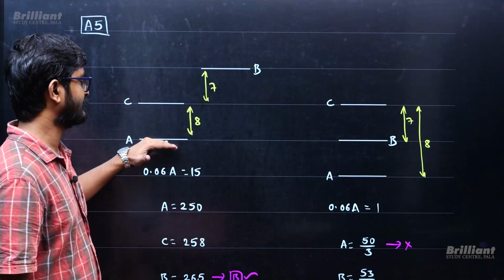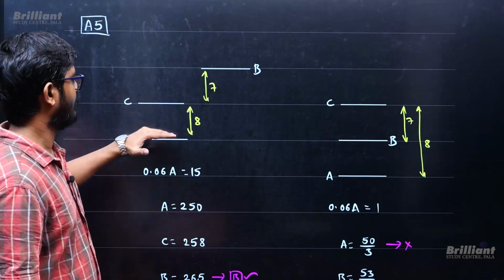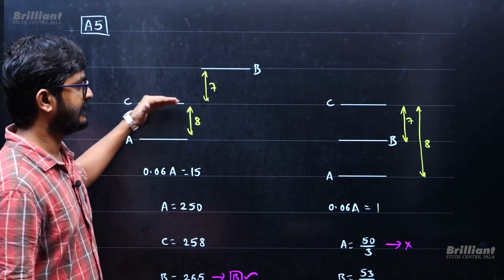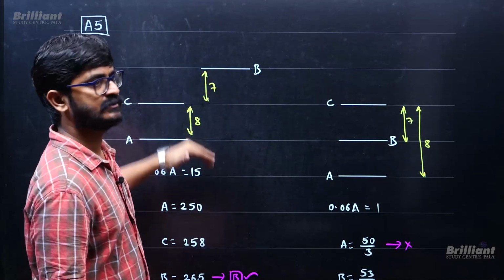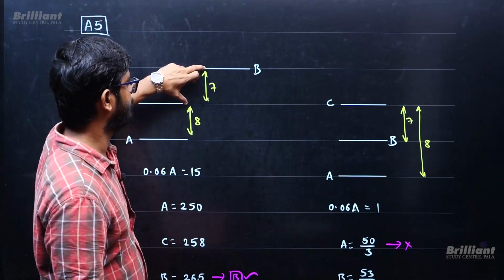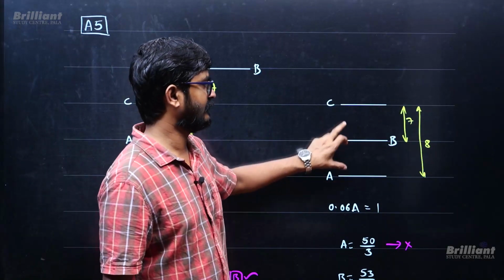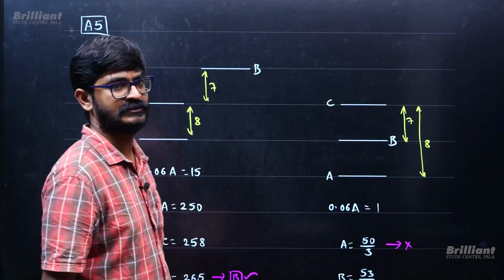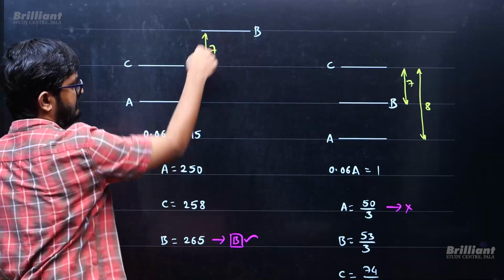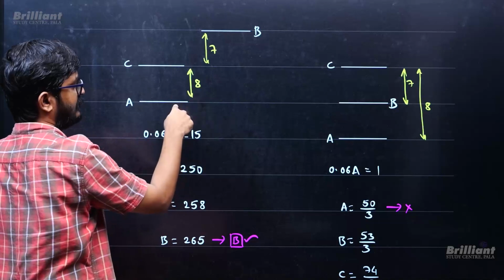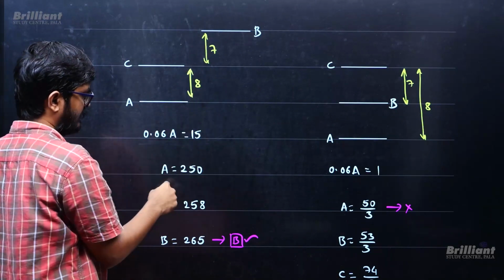So A can't be more than C's frequency. Now if A is less than C's frequency, B can have two kinds of positions. One is that B can be between A and C, and B can be above C also. Now you can see the beat frequency between B and C is 7, A and C is 8. Here also between B and C it is 7, between A and C it is 8. So these are the two conditions possible. Now what will be the beat frequency between A and B? That is this frequency minus this frequency, which is given in the question, that is 15. So from there you will get A's frequency.